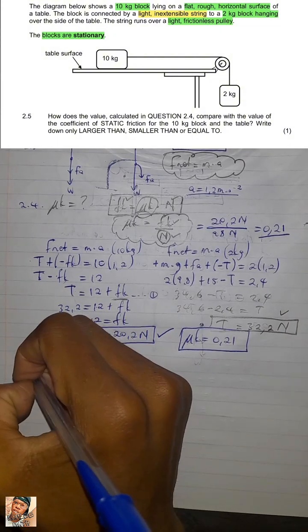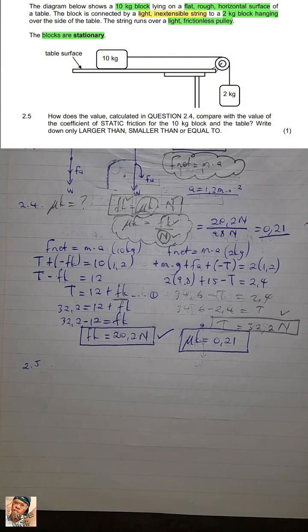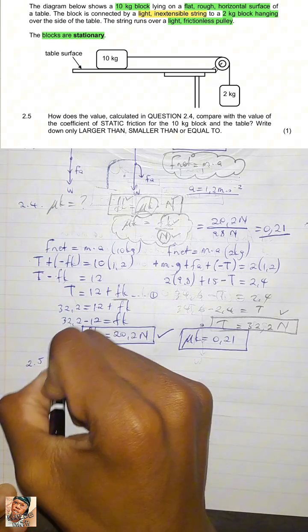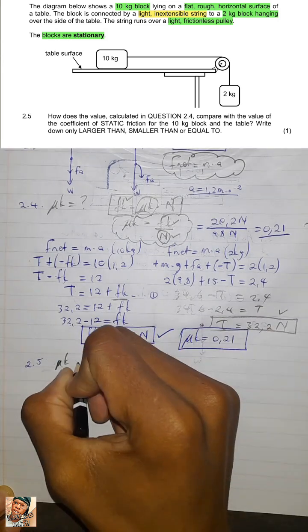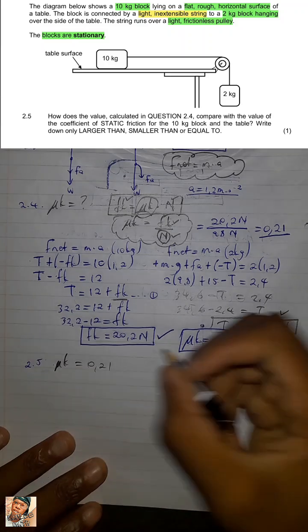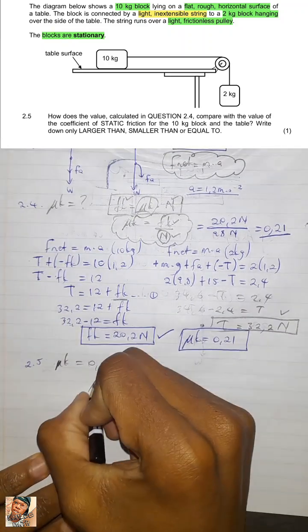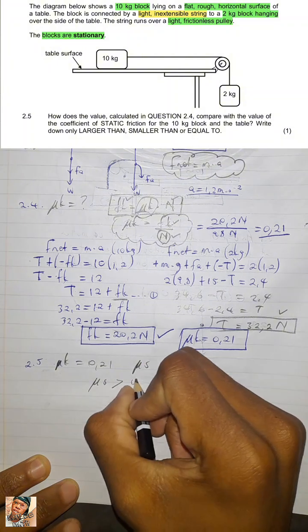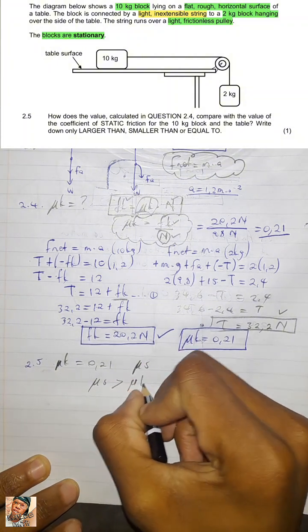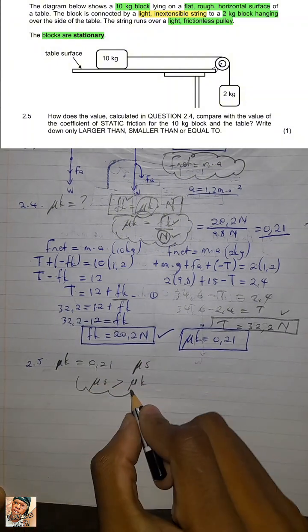So 2.5. They're saying to us, how does the value calculated in question 2.4 compare with the value of the coefficient of static friction for the 10 kg block and the table? Write down only larger than, smaller than, or equal to. What they're saying is, the coefficient of the kinetic friction force, which we have calculated to be 0.21, how does it compare to the coefficient of the static friction force? I explained in the previous video that the coefficient of the static friction force is always greater than the coefficient of the kinetic friction force. This is always the case.